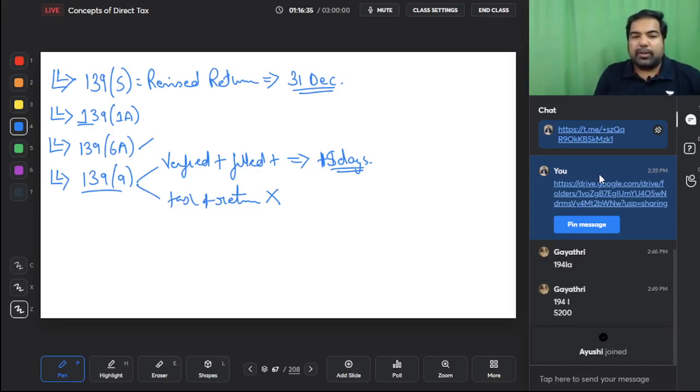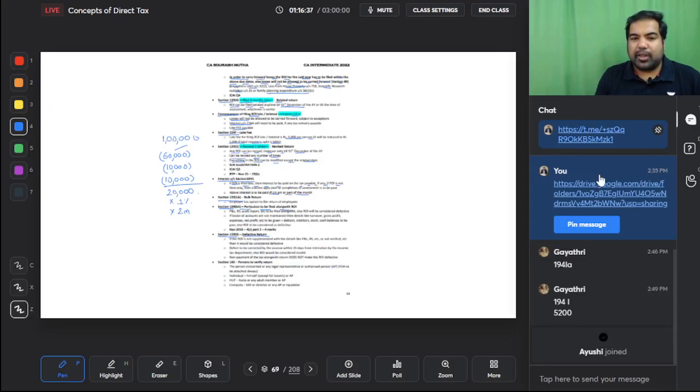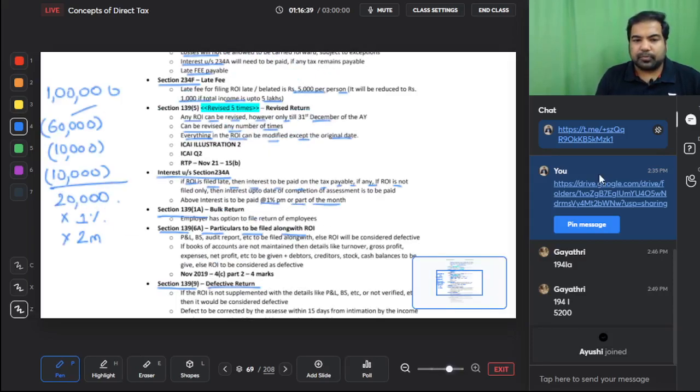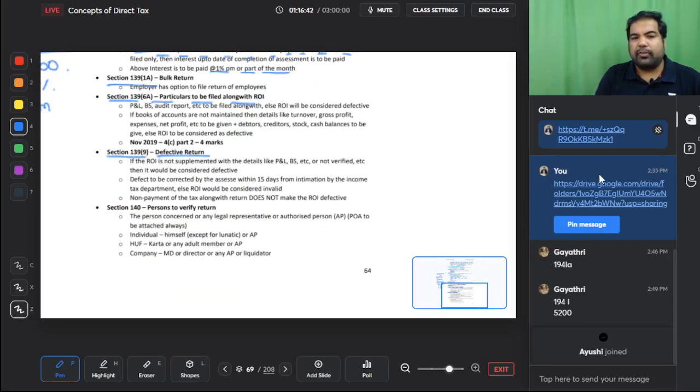Alright, that's 139(9). Now it's time for verification, guys. Here it is, 139(9) defective return. If ROI is not supplemented with the details like P&L, balance sheet, etc., or not verified, then it will be considered as defective. Defect to be corrected by the assessee within 15 days, else the ROI would be considered invalid. ROI is return of income, not return on investment. Non-payment of tax along with return does not make the ROI defective.